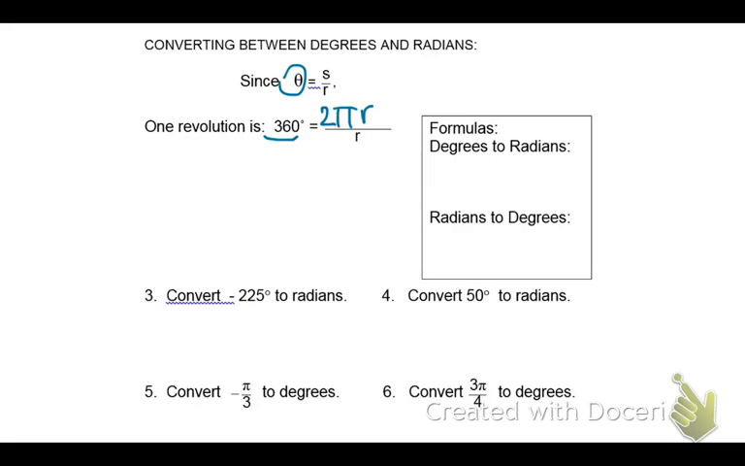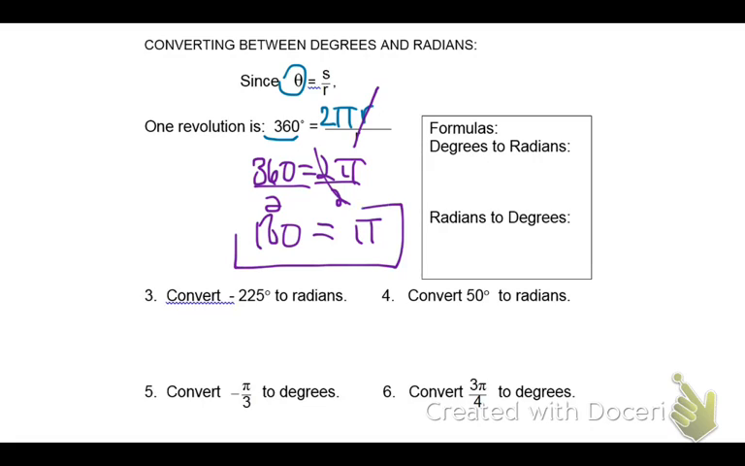So if I have 360 equals 2 pi r over r, and I want to simplify that down, my r's will cancel, so I will have 360 equal to 2 pi, and then if I divide out my 2, I find, in fact, that pi has a value of 180. So it is this value of 180 equaling pi that we use to come over here and work our formulas.